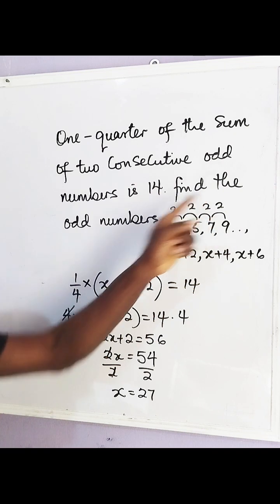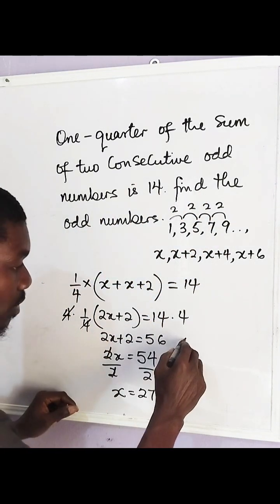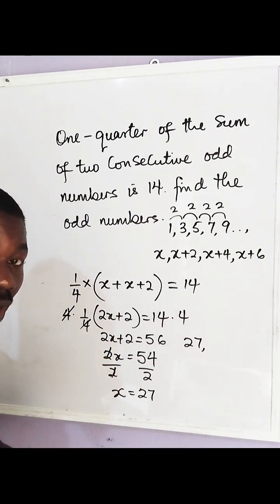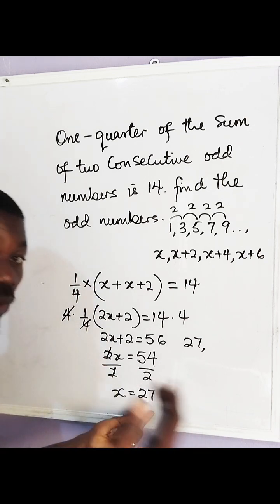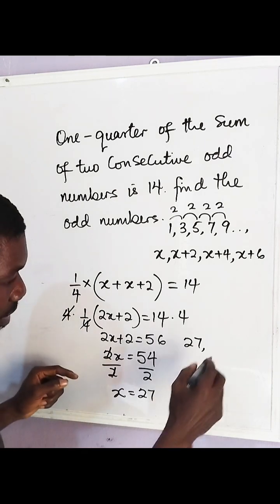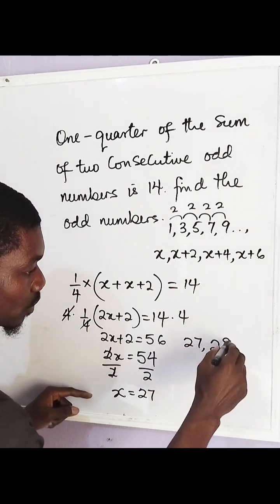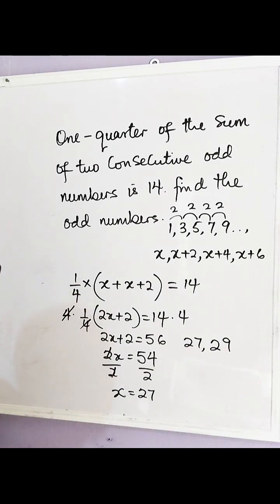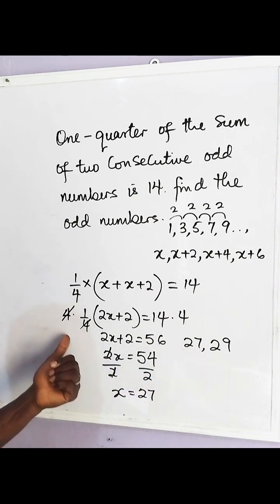Take note, the question says find the odd numbers. So the first one is 27. The next consecutive odd number will be this number plus 2, so that will be 27 plus 2, which gives us 29. So these are the two consecutive odd numbers which, when you add them and divide by 4, give you 14.